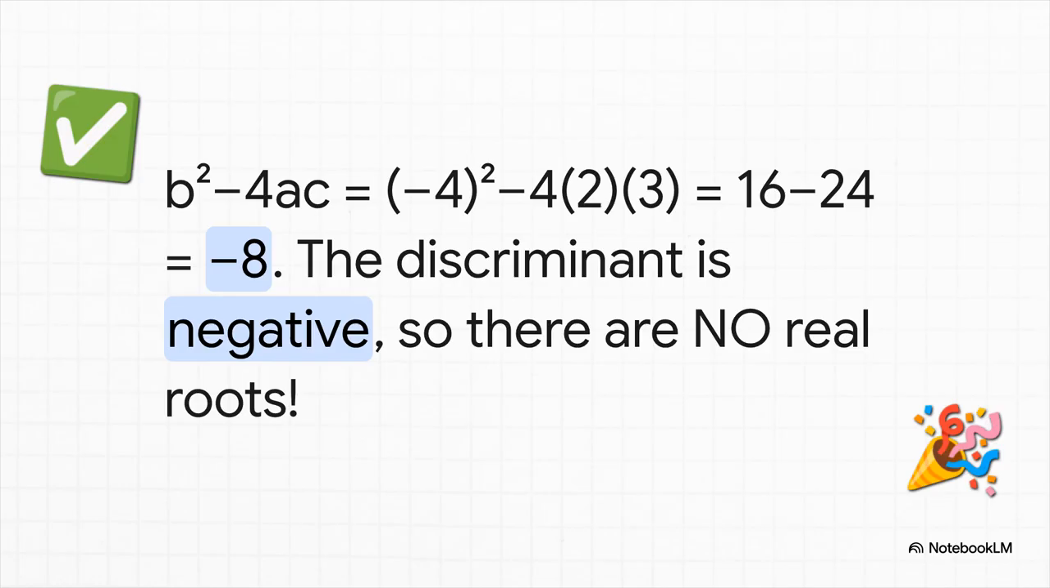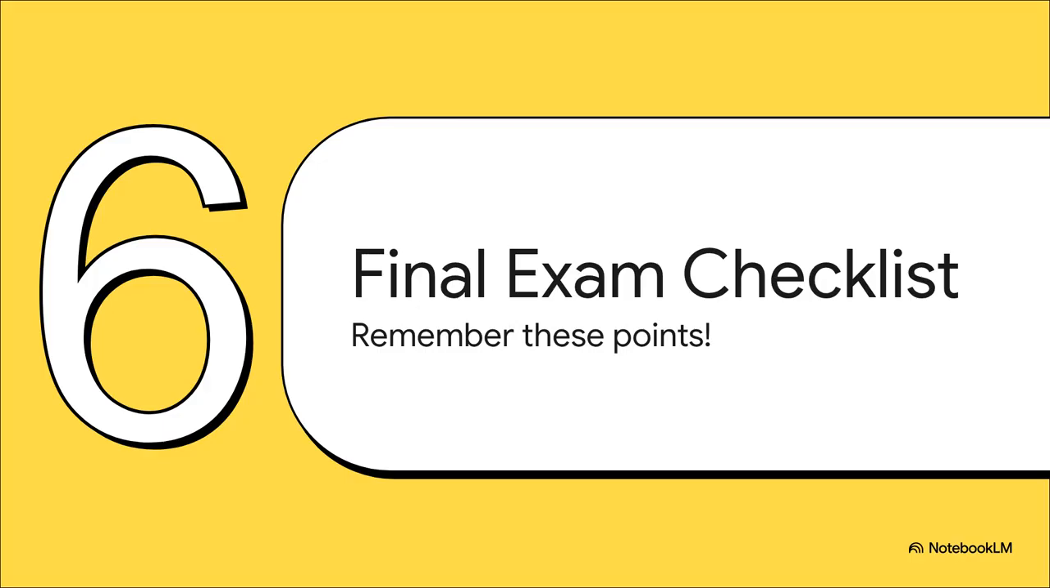Okay, let's do it together. Here, a is 2, b is minus 4, and c is 3. So b squared minus 4ac is minus 4 squared minus 4 times 2 times 3. That gives us 16 minus 24, which is minus 8. And what did our rules say about a negative number? That's right. It means there are no real roots. We figured that out so fast. Simple. Wow. We have covered so much so quickly.